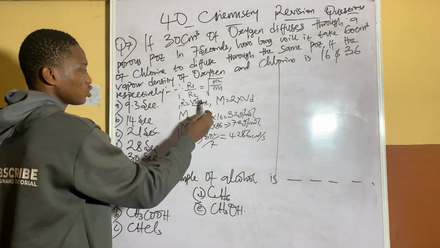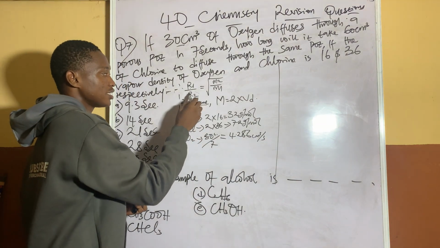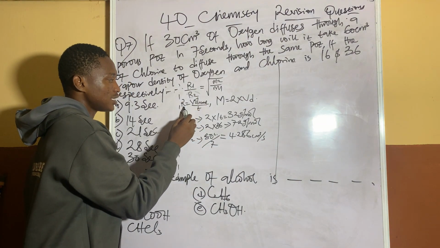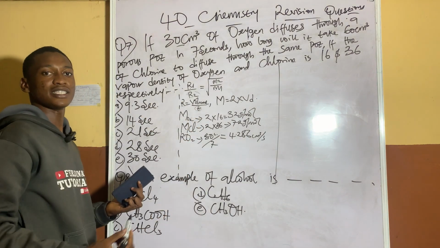Rate of chlorine is equal to volume of chlorine all over time. So because time was not given, we'll find the rate. When we get the rate, we'll input the rate here and make time the subject of the formula. So we can get our time and choose the right answer from here.